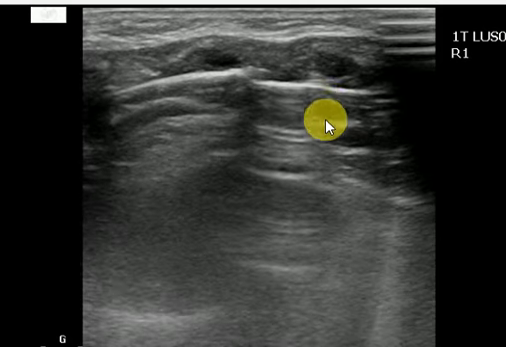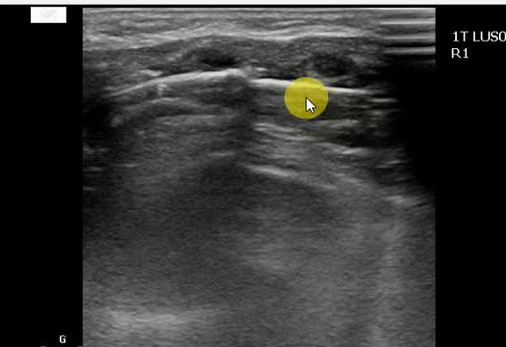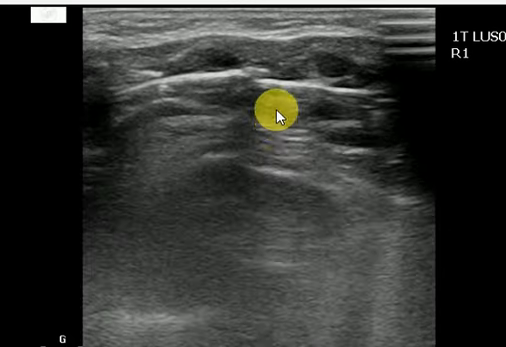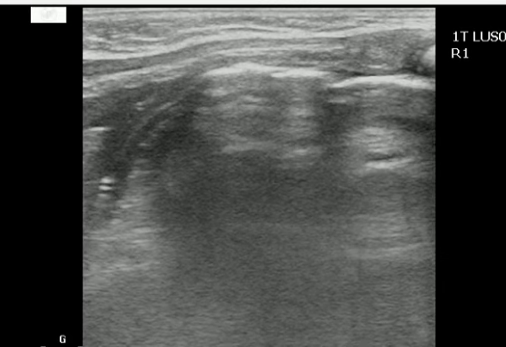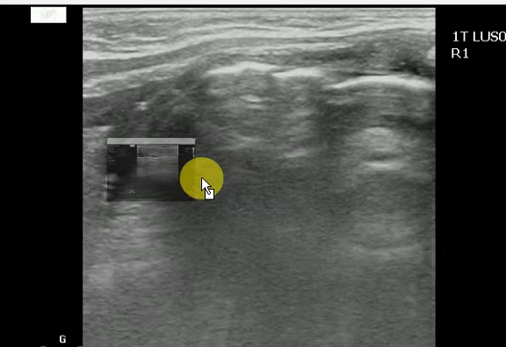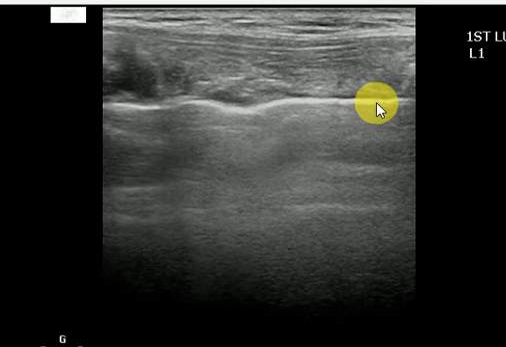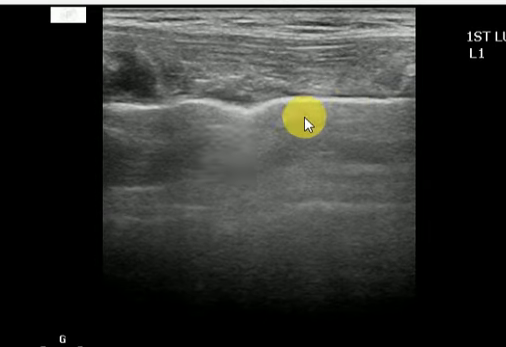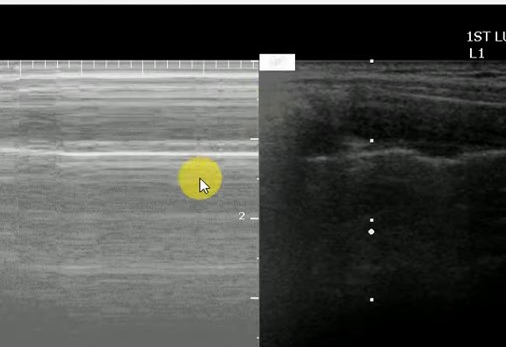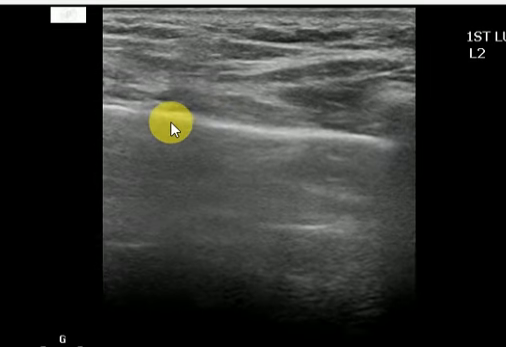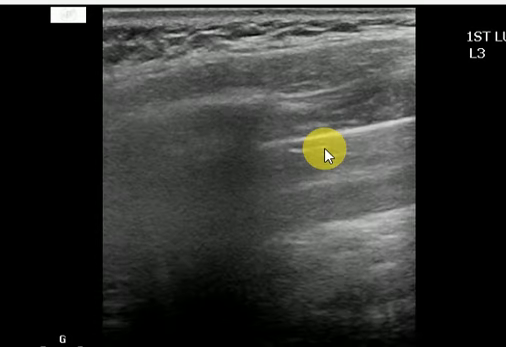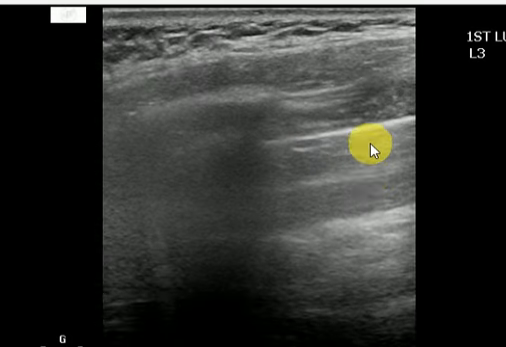This is a mirror-shaped rib here, no lung sliding. This is A line. Here, no lung sliding, see some sliding here. This is barcode, M mode. There is lung sliding here. See, there is no lung sliding. This is the area of pneumothorax.